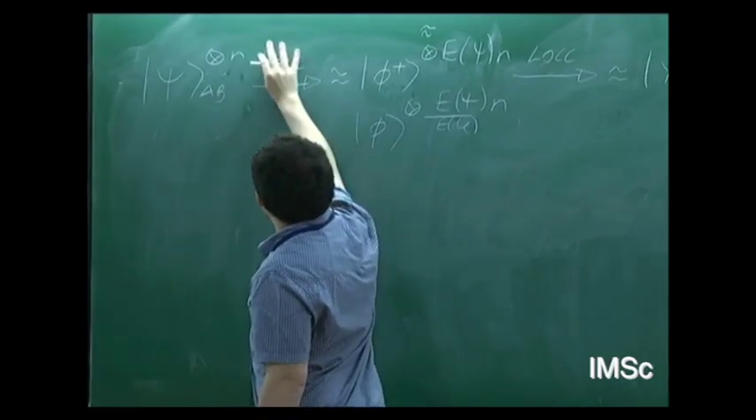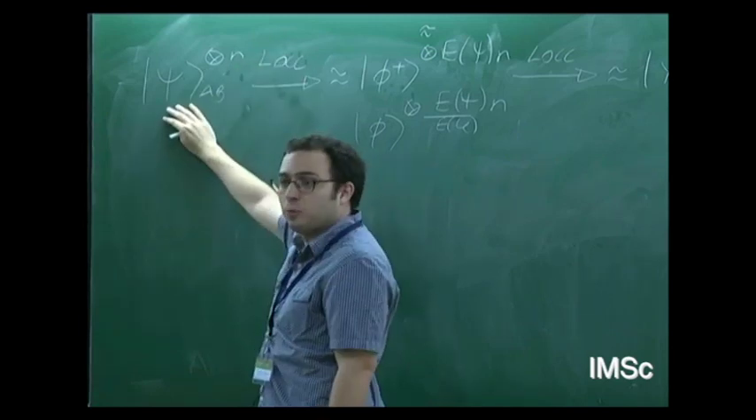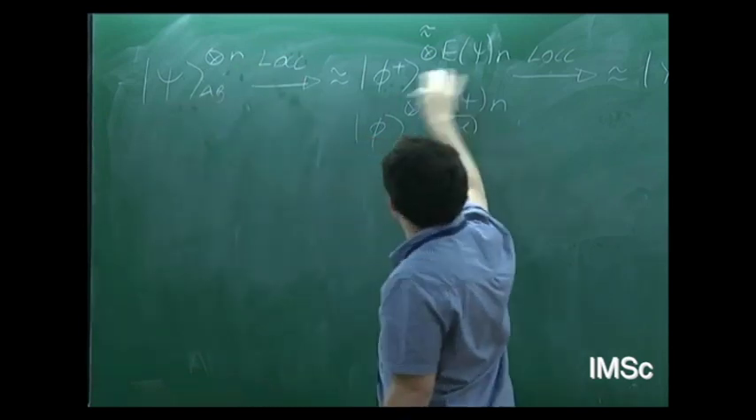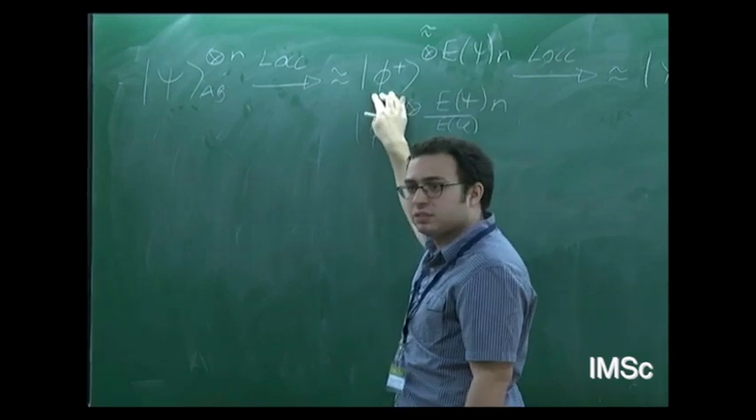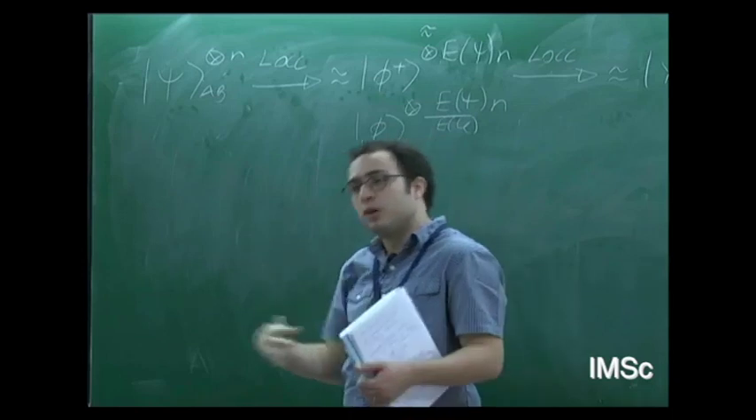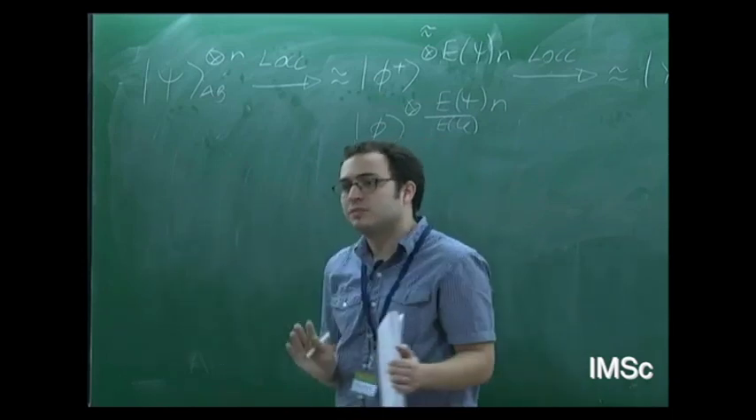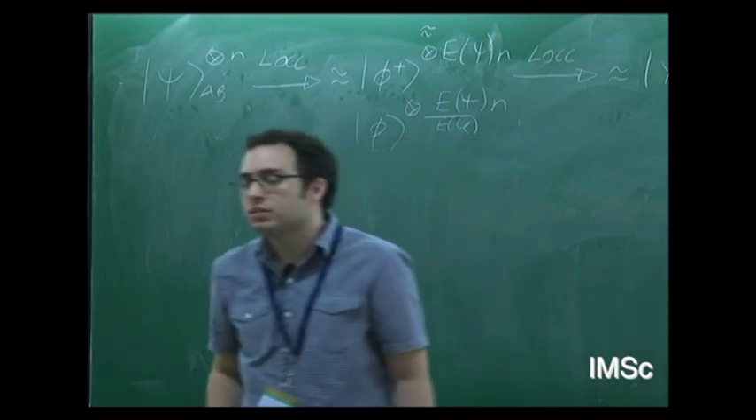Yeah, by this I just mean that you apply some LOCC quantum operation to n copies of psi to get this number of copies of phi plus. But they are not exactly equal. This approximation means that in the limit they become equal, but the trace norms are different. The difference is small and goes to zero.